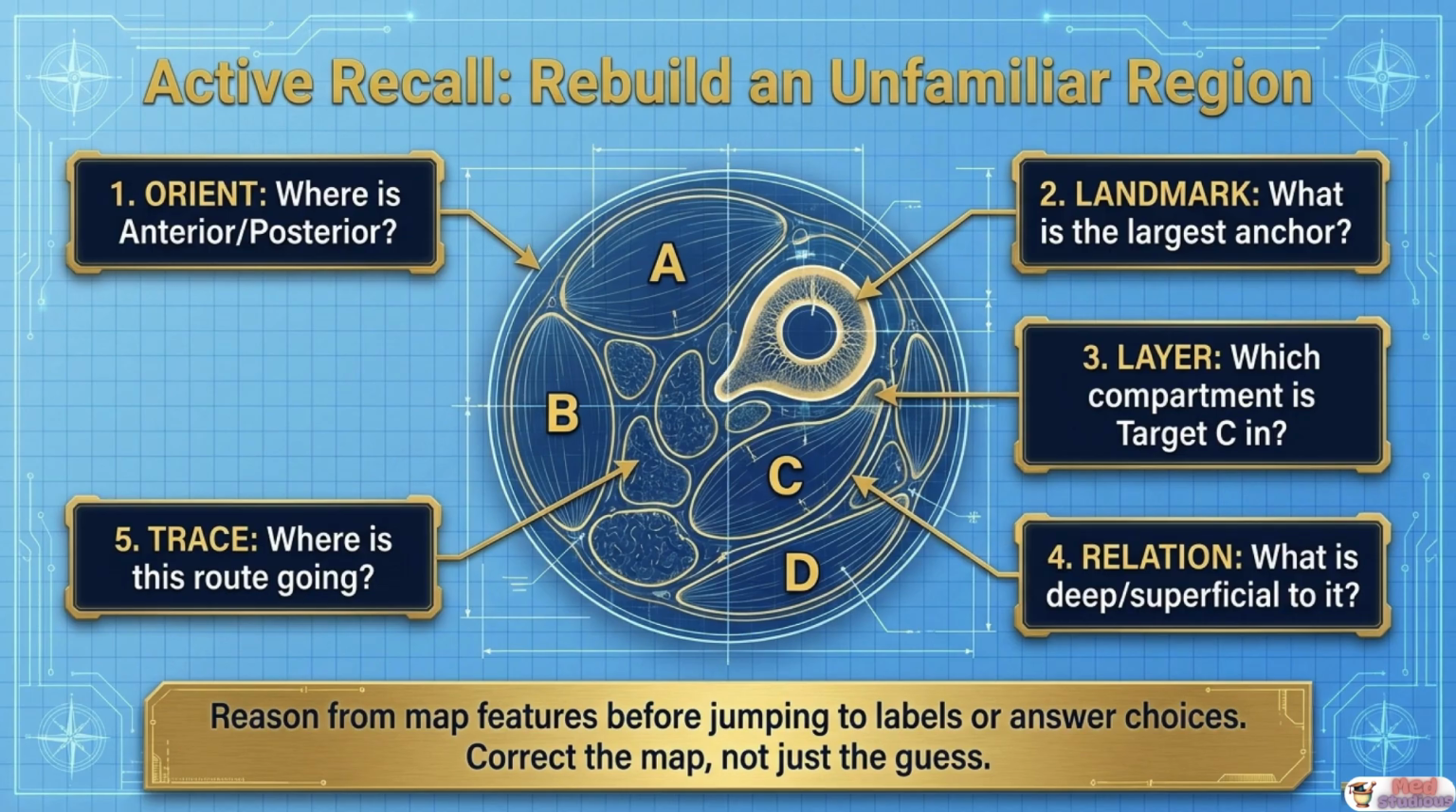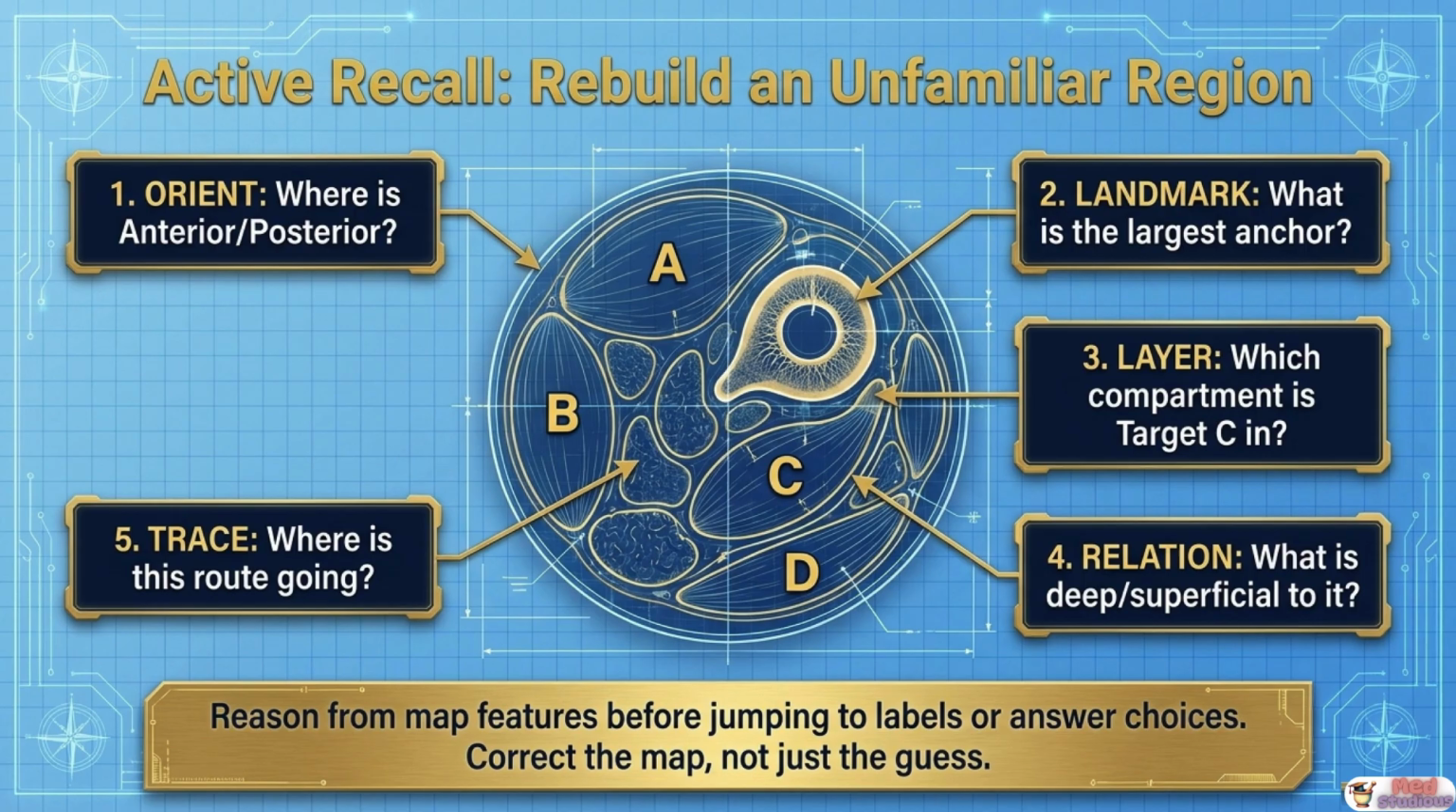First, orient the view. Second, identify the biggest landmark. Third, decide which layer or compartment contains the target. Fourth, look at its neighbors. Fifth, trace where the structure seems to come from and where it continues. Only after those steps should you choose an identity.